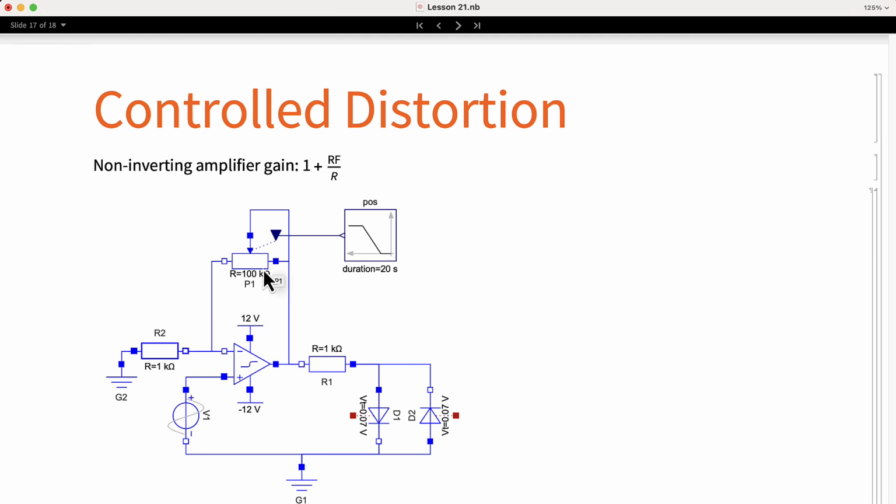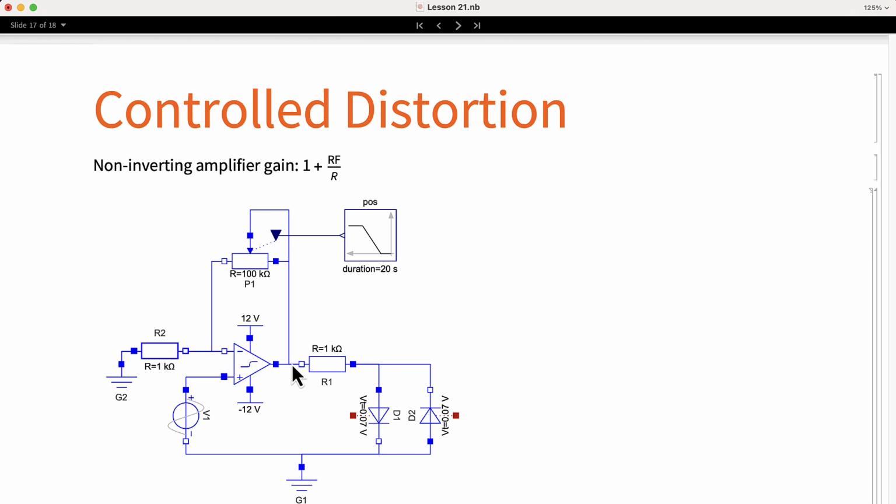The interesting part of this circuit is that in place of the feedback resistor, we have a potentiometer. If you remember the formula for the non-inverting amplifier, the gain is 1 plus the ratio of the feedback resistor and the resistor R. In this case, the RF is a 100 kilo ohm potentiometer, while the resistor R is a 1 kilo ohm resistor. This means that at one of the extremes, the amplification will be 101x.